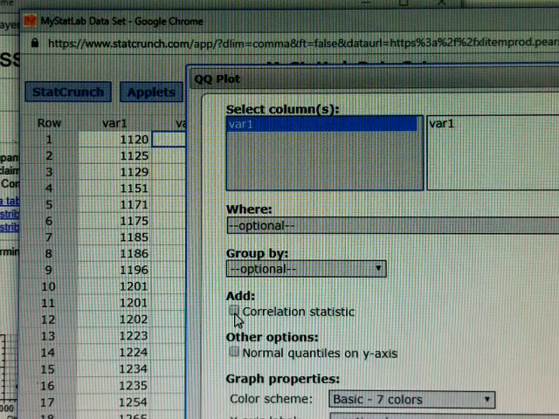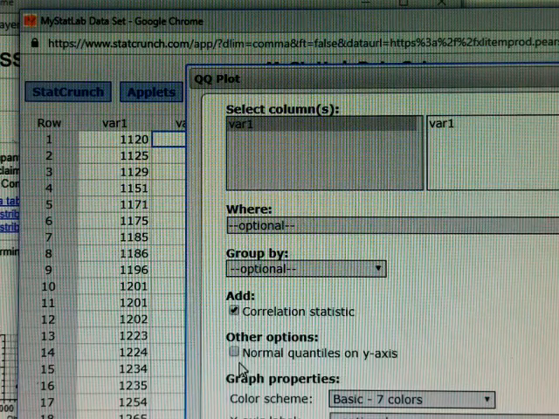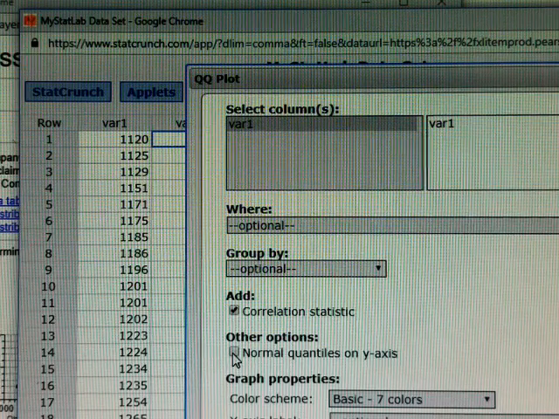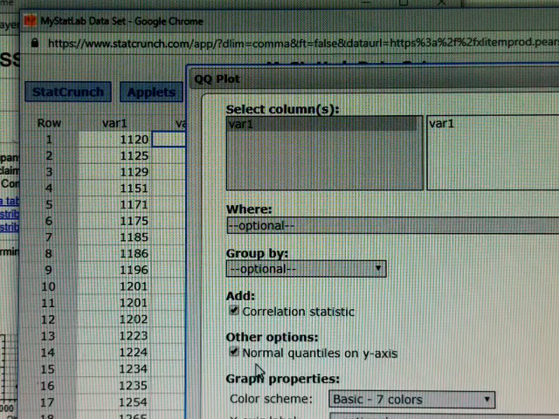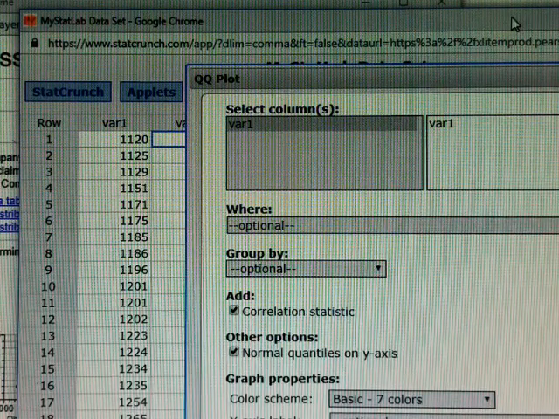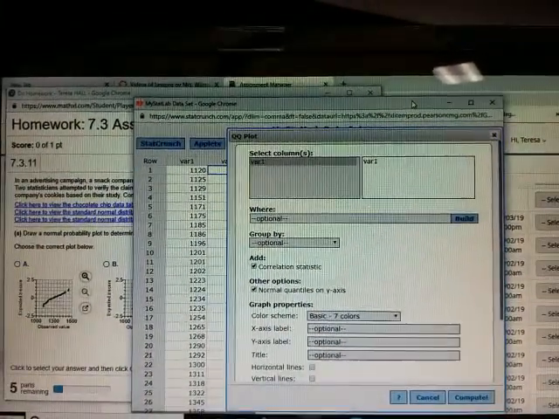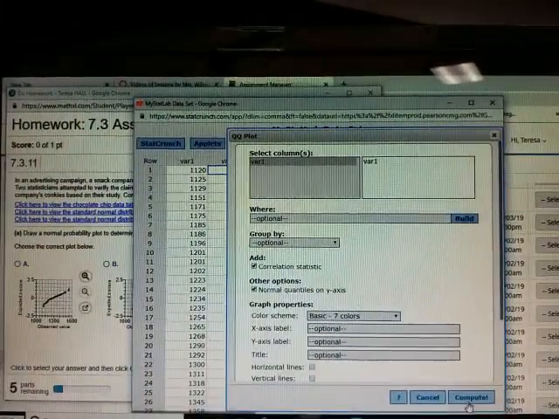I'm going to go down here to where it says Add, and I'm going to add the correlation statistic. I'm also going to add the normal quantiles on the y-axis, because I want those z-scores plotted on the y-axis. From there, let me zoom back out. I then choose the button in the bottom right that says Compute.